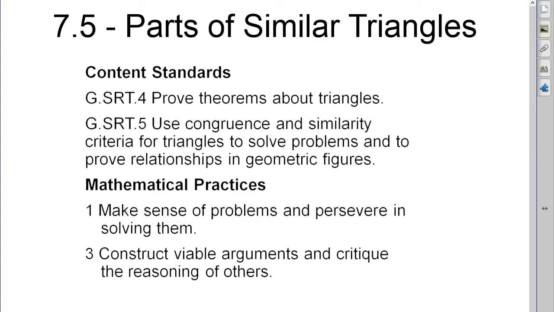So here we are, section 7.5, parts of similar triangles. The first thing I suggest you do, if you have your textbook with you, is just copy all three theorems right off the bat, for the first three at least. There's a fourth one, but just copy those three.